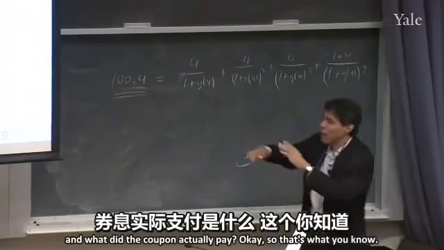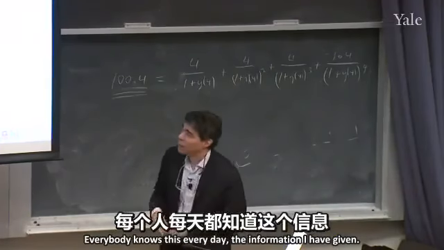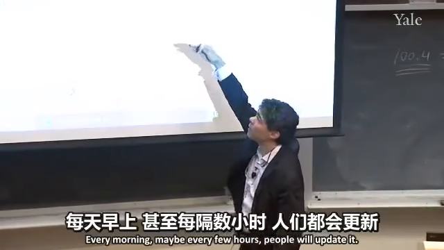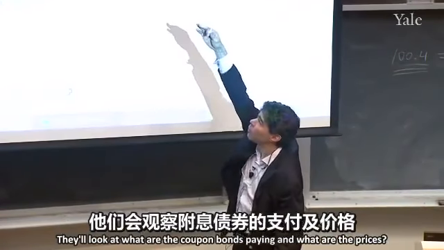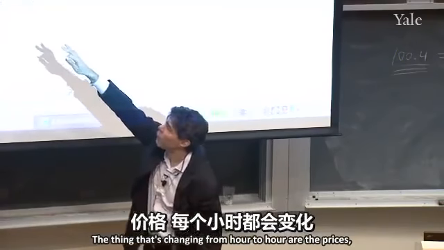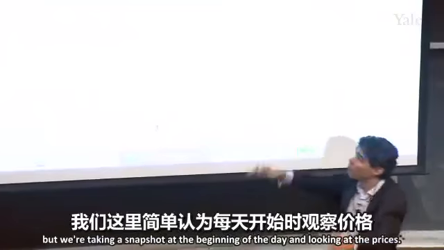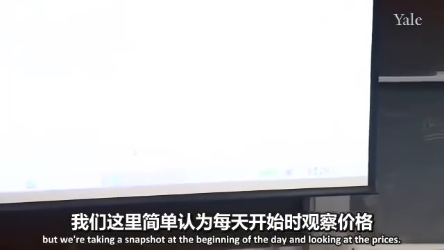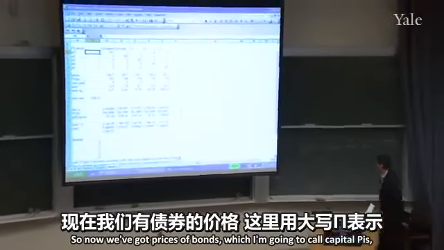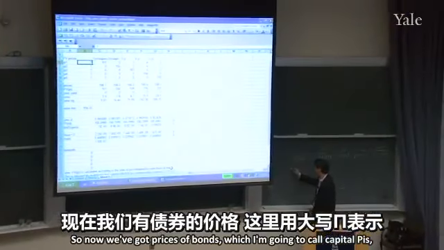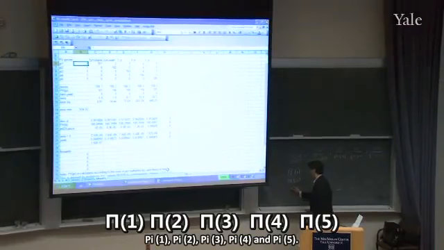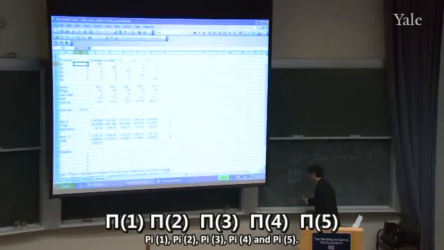Okay, so that's what you know. Everybody knows this every day, the information I've given. Every morning, maybe every few hours, people will update it. They'll look at what the coupon bonds are paying and what the prices are. The thing that's changing from hour to hour are the prices. But we're taking a snapshot at the beginning of the day. So now we've got prices of bonds, which I'm going to call capital pi 1, pi 2, pi 3, pi 4, and pi 5.